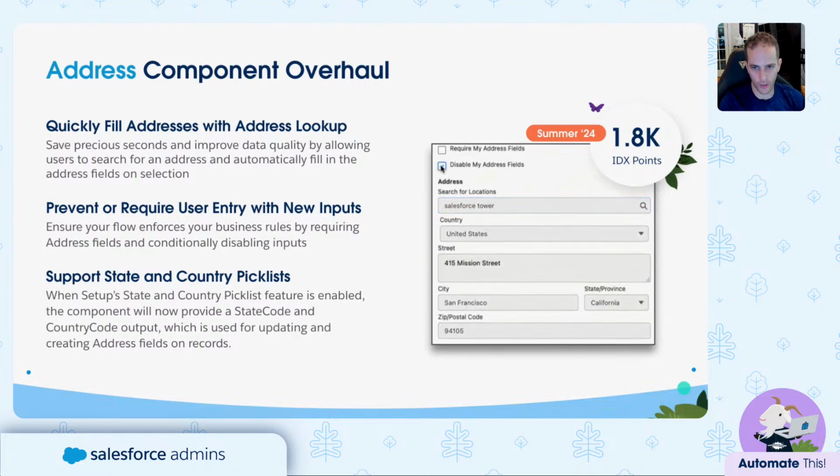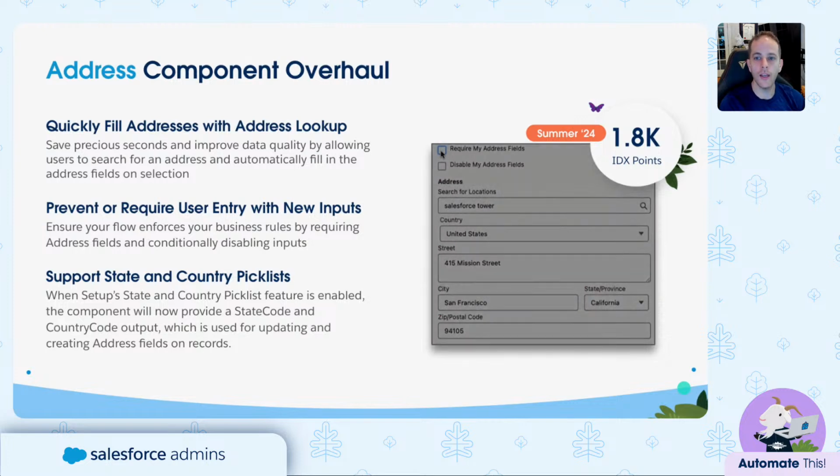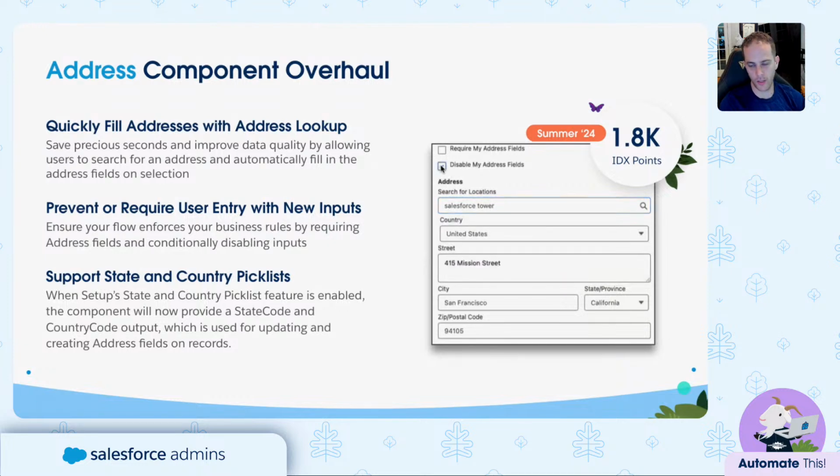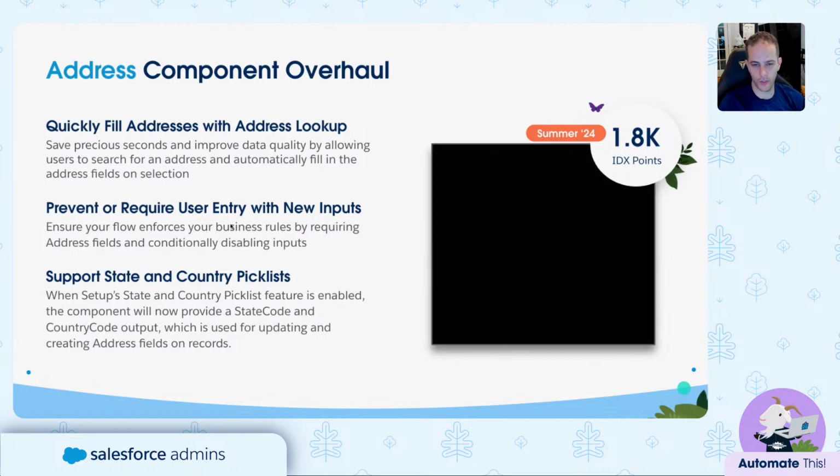So we looked at it, we made some pretty drastic improvements, and we were like, well, while we're in there, let's see if we can add a few more things to it. So we went in and added the address lookup, so you can now search for addresses and quickly fill out fields. And we added the ability to require fields and disable fields based off of criteria on the same screen. And when you combine it with reactivity, it allows you to do some pretty cool stuff, which I'll also show in my demo.